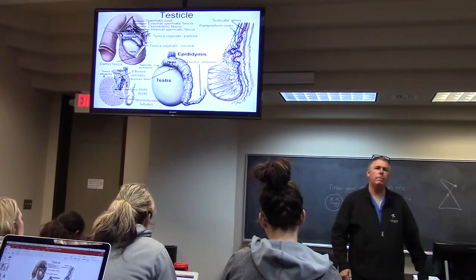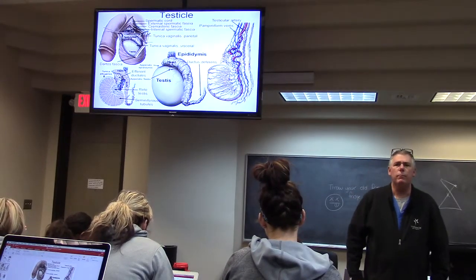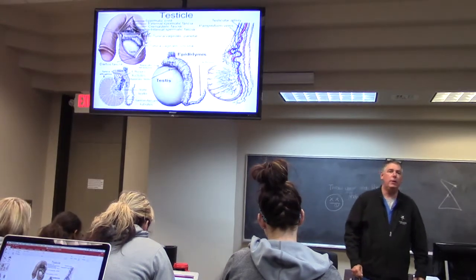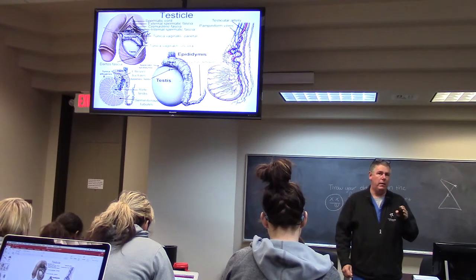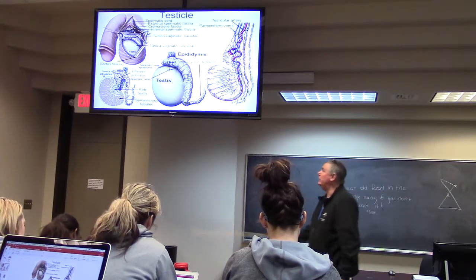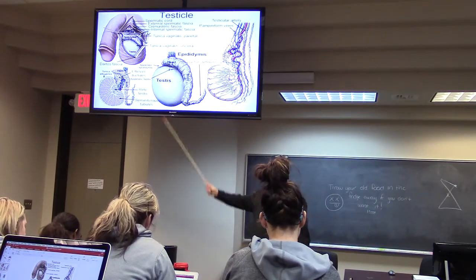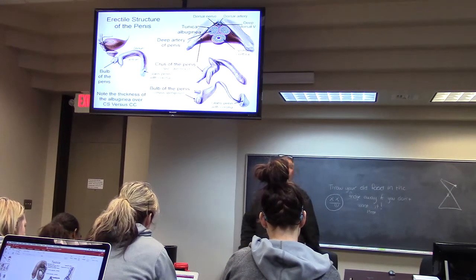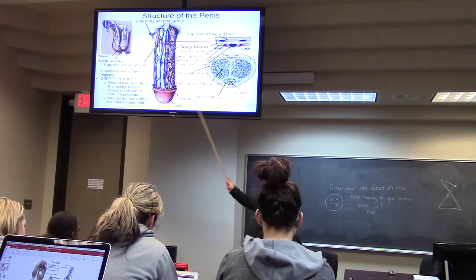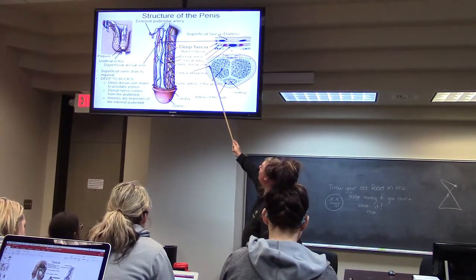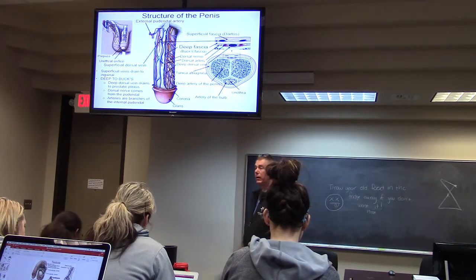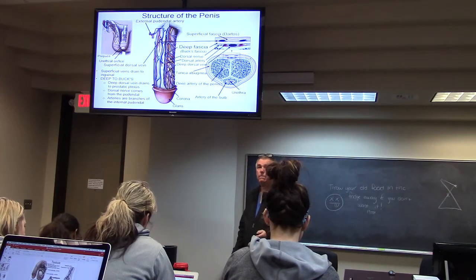Is the visceral tunica vaginalis the same as the tunica albuginea? No, it's separate. The tunica vaginalis is very thin. The tunica albuginea is white and very thick. As a matter of fact, if you look at the penis itself, the tunica albuginea continues up onto the penis, and it's very thick and white in appearance.